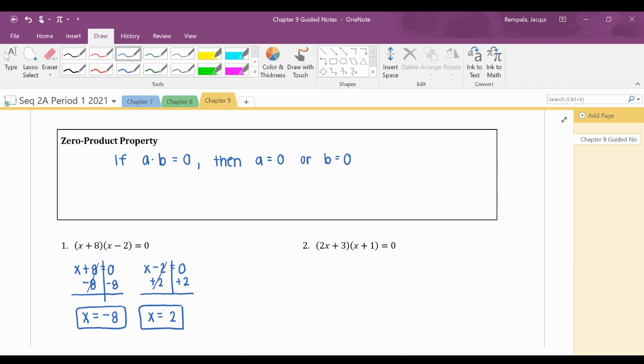Same exact idea here in problem number 2. I see two parentheses being multiplied together. So we have a binomial times a binomial. Because that equals 0 and I want to solve for x, I'm going to take each parenthesis and set it equal to 0 so we can solve for x. So if we're looking at 2x plus 3 equals 0, I got to get those numbers away from x. We move numbers that are not attached first. So we subtract the 3.